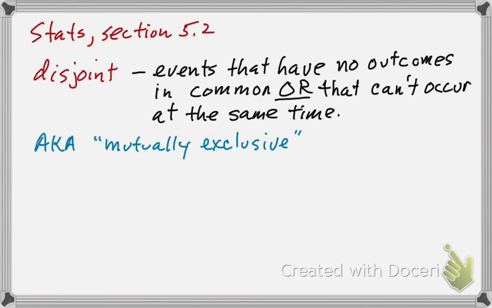Another word for disjoint is mutually exclusive. If you have one, you can't have the other. Mutually exclusive. Having one excludes the other. You tell a little kid, you can have a Tootsie Roll or a Snickers bar, but you can't have both. Those are mutually exclusive. Those are disjoint events.